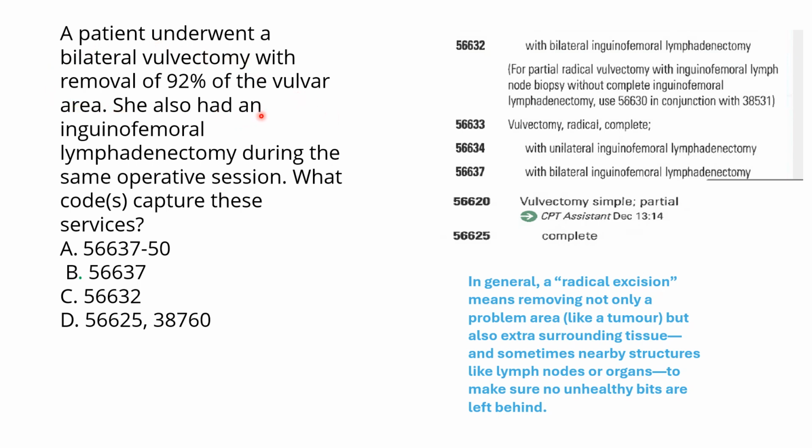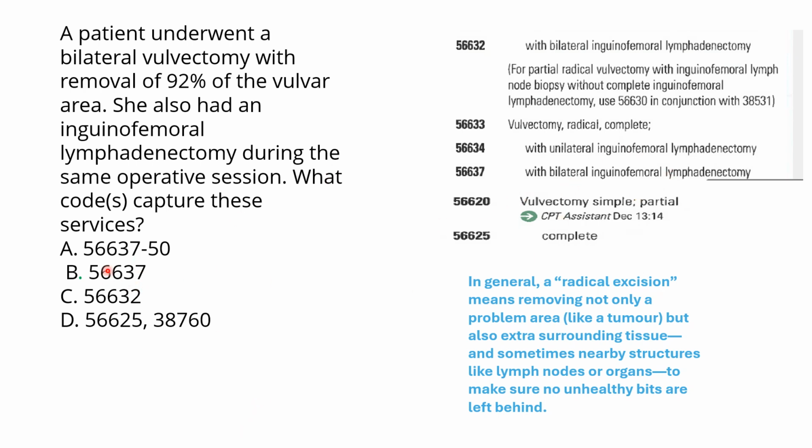And if you remember, if the area is more than 80%, we consider it a complete vulvectomy. And since there is a lymphadenectomy also, in that case it is a radical, because whenever we do the radical excision along with the surrounding structure and tissue, we also try and remove the lymph nodes, and that is very, very important. When that happens, then we call it a radical. So here that is an important consideration.